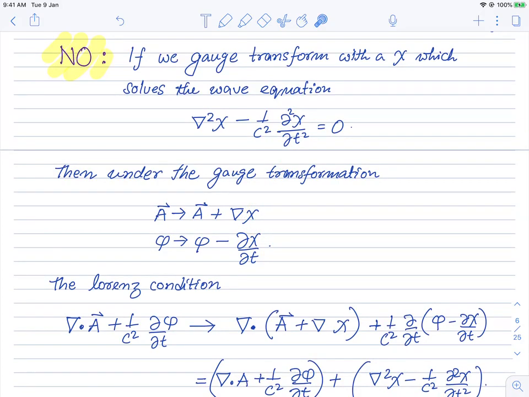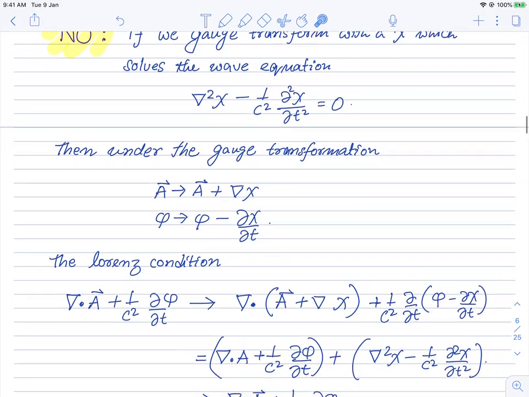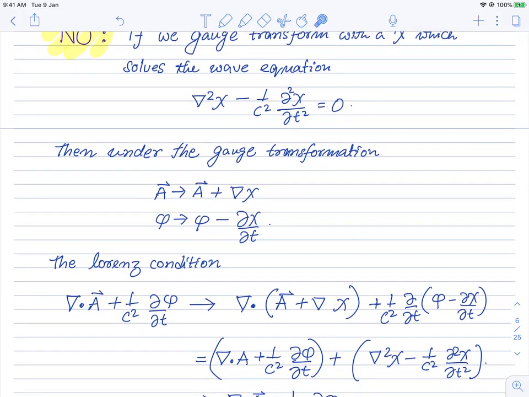So basically the Lorentz gauge is not a unique gauge choice, so it leaves out a certain amount of redundancy. Although it fixes a lot of the redundancy, it leaves some out.